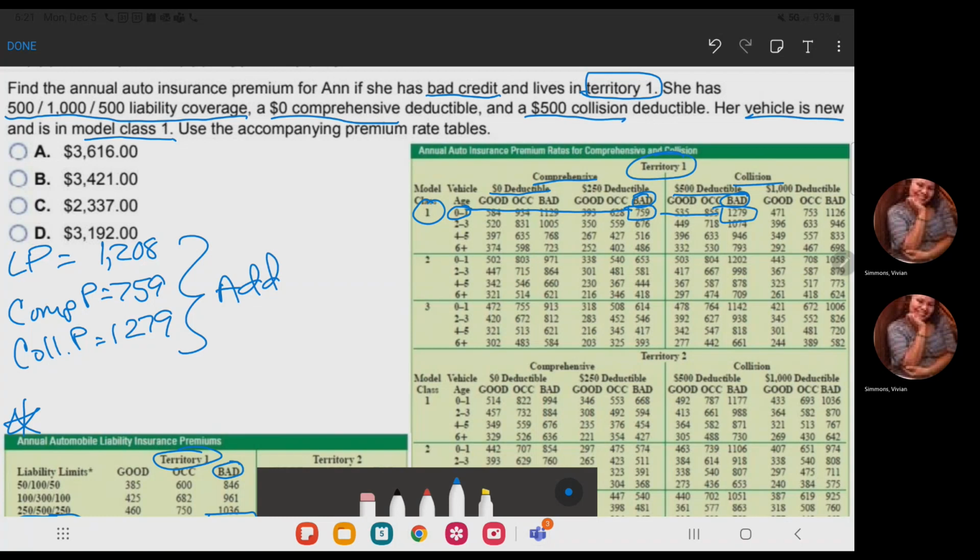Let me make sure I double check what I have. One quick thing. I went into the wrong row. It should be right here. Zero deductible. I'm so used to going to 250. So zero deductible for bad credit, $1,129. Okay, so now we have all three numbers. Add them up. You should be getting 3,616.